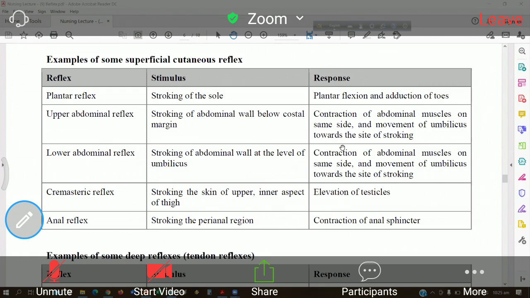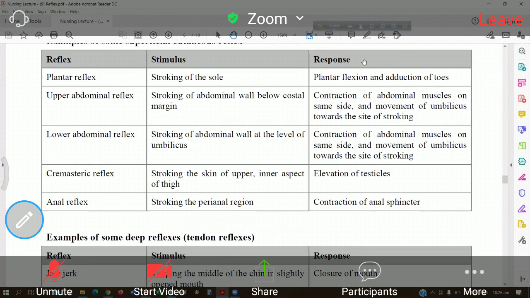In upper and lower abdominal reflexes, it is the skin of the abdomen that is scratched. It results in contraction of the abdominal muscles on the side of the body where the scratch was given, and movement of the umbilicus toward the side of the scratch. So these are called abdominal reflexes. We have cremasteric reflex that results in contraction of the dartos muscle and elevation of the testicles. The skin of the inner aspect of the thigh is scratched. These are some examples of superficial cutaneous reflexes.